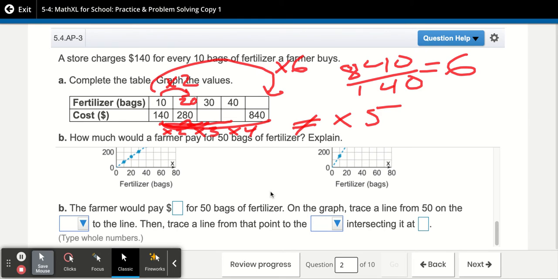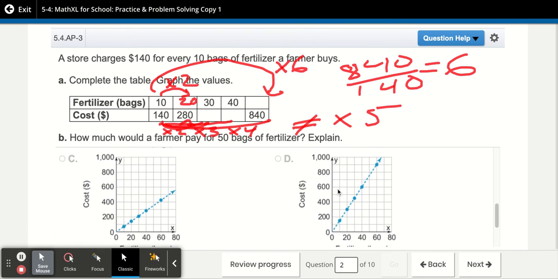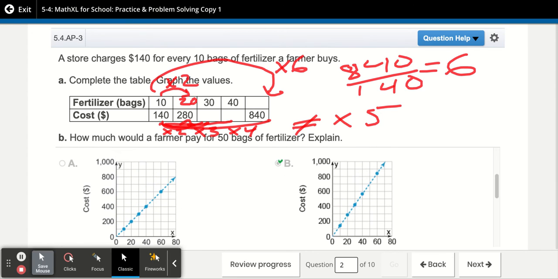Now we need to answer the question, how much would a farmer pay for 50 bags of fertilizer? Remember, we didn't figure out 50 bags of fertilizer. We figured out 60 bags of fertilizer. So we can go up here and trace 50 bags to our graph that we selected. So here's the 50 line. Bring our pen back. And we go from 50 up to right there, 700.